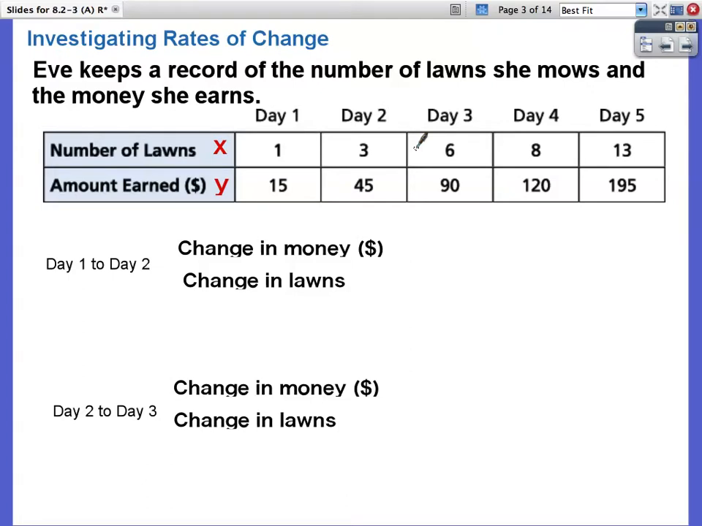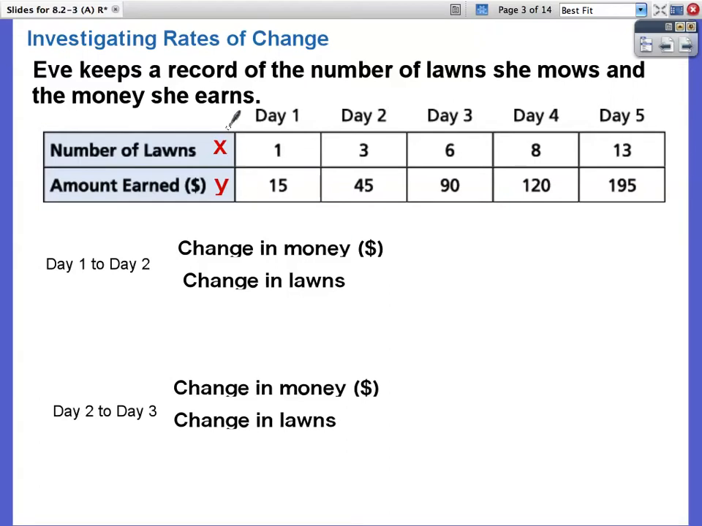So in this first example, it says Eves keeps a record of the number of lawns she mows and the money she earns. So in day 1, for example, she mowed 1 lawn and earned $15. Day 2, 3 lawns, $45, so on and so forth. And the question becomes, is the rate of change constant or is it variable? And here's how we might consider a way to figure this out.